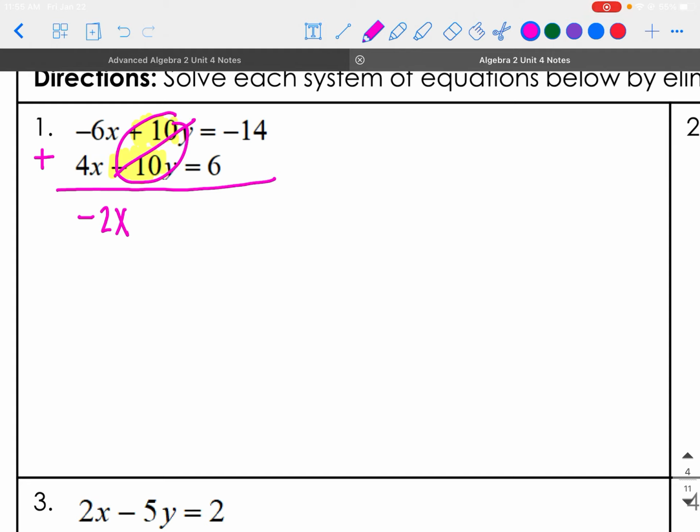Now the 10 and negative 10 makes 0. So those cancel out. So they're eliminated. That's why it's called elimination. And then negative 14 plus 6 is negative 8. And then we can solve by dividing both sides by negative 2 to get x equals 4.